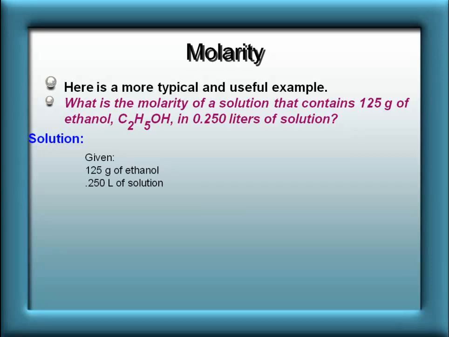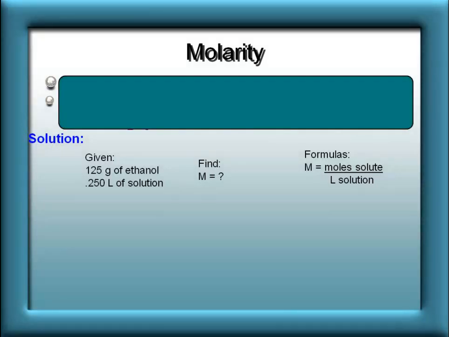In this problem, we know we have 125 grams of ethanol, and we have 0.250 liters of solution that's given to us. Second thing I want you to write down is, what are we being asked to find, or what are we solving for? And in this problem, we're being asked to solve for molarity. If you are able to, at this point, write down the formulas you're going to need. Well, we know molarity is going to be moles of solute over liters of solution. If you've written down your givens, your find, and formulas, then you can cover up your problem and just focus on the numbers and the math.